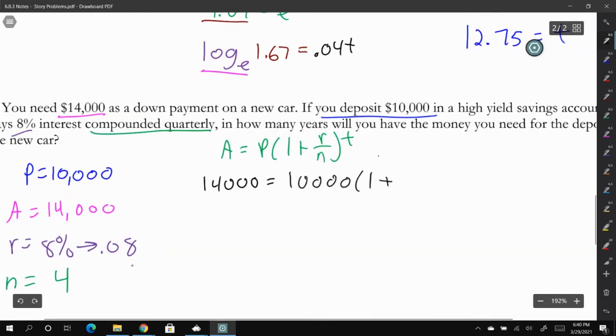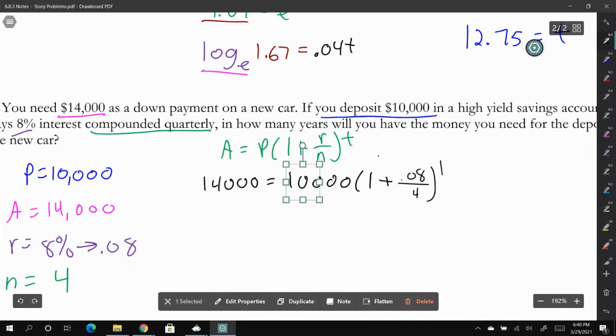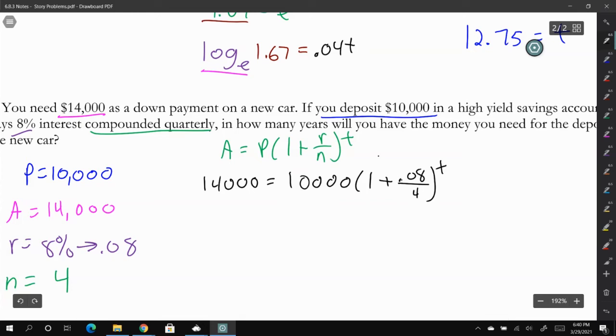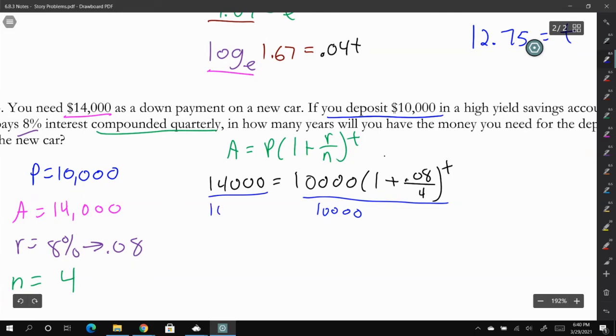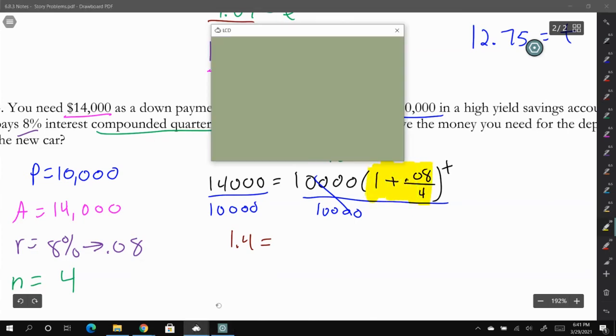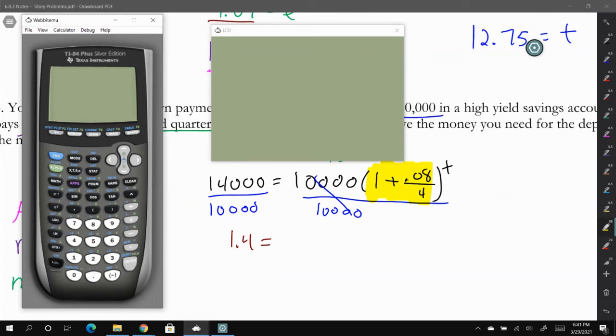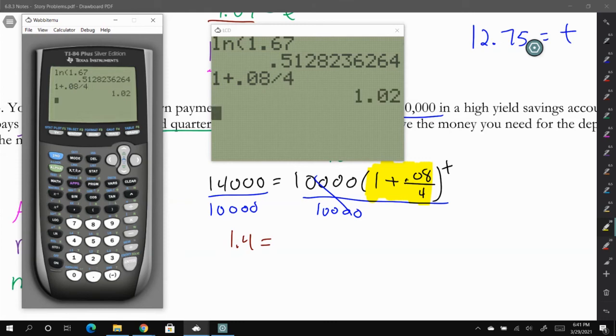1 plus 0.08 divided by 4 raised to the t power. Now what I'm going to do is divide both sides by 10,000. When I divide both sides by 10,000, I get 1.4 equals, and now I'm going to type this whole thing in the calculator. So 1 plus 0.08 divided by 4, and I get 1.02.